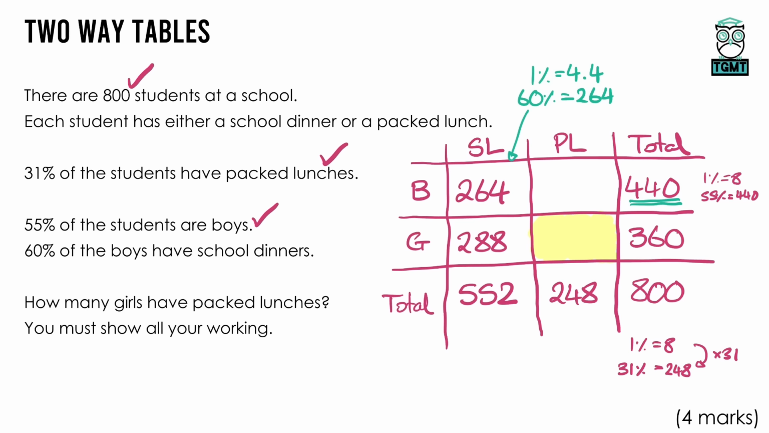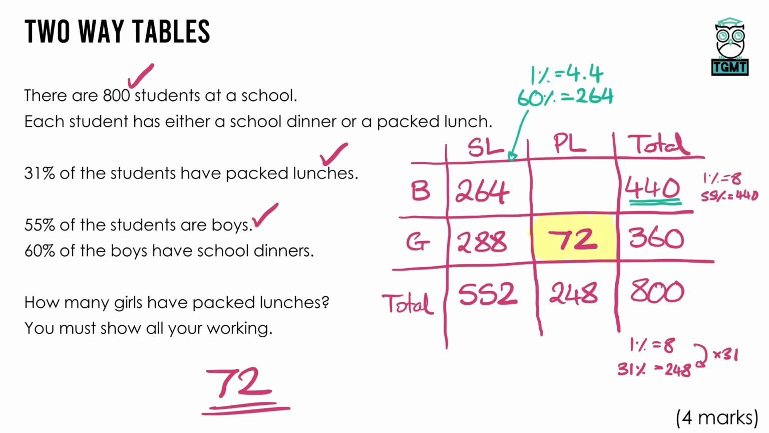So 360, take away the 288. That's the total girls, take away the girls that had school dinners. And that leaves us with 72. And there we go, that is our final answer, 72. And using the two-way table is showing our working.